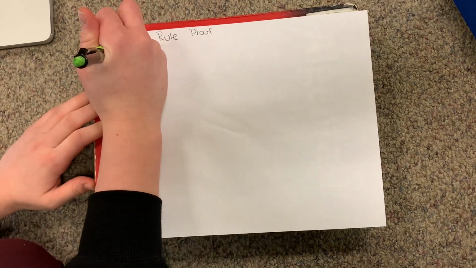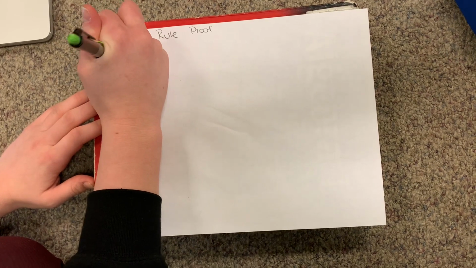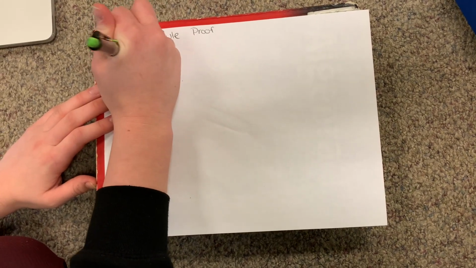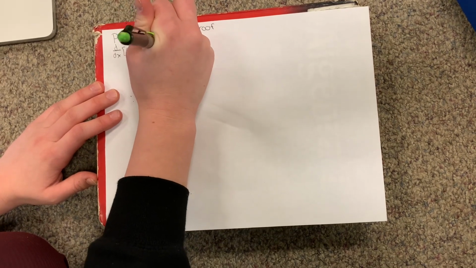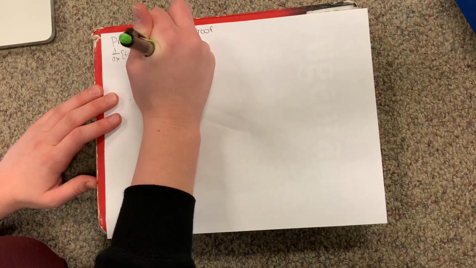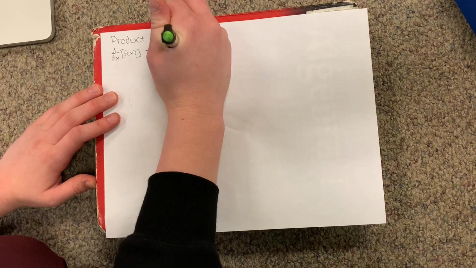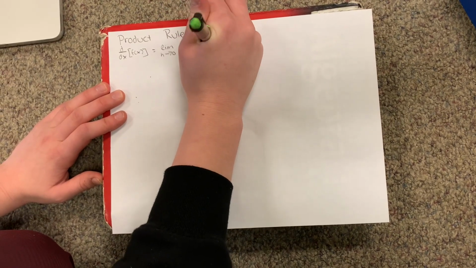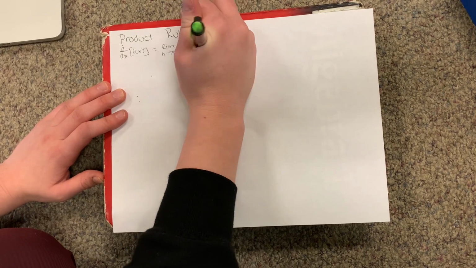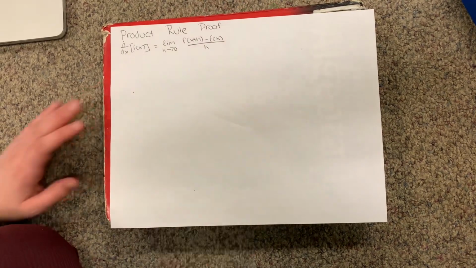So the definition of the derivative is d over dx of f of x is equal to the limit as h approaches 0 of f of x plus h minus f of x, over h. So that's just the definition of the derivative.